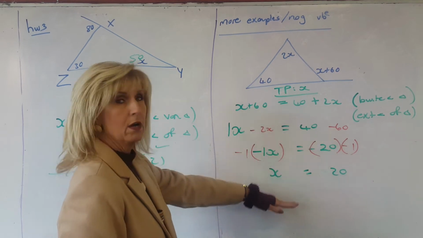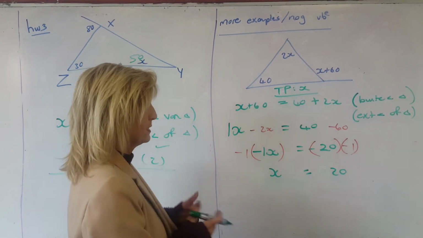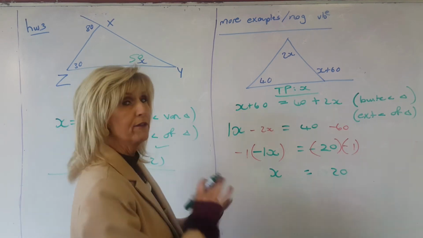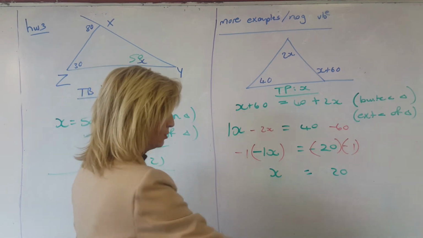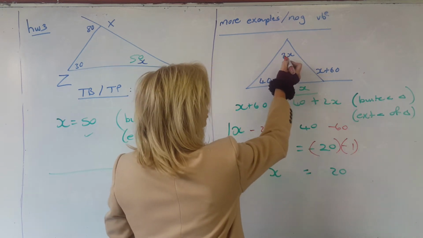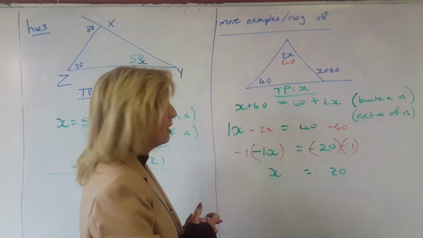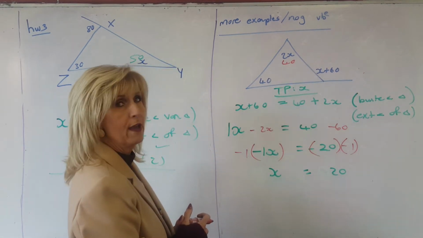Because this was now algebra. This was algebra, solving the equation. But in the geometry sum, I now know what x is, and I'm finished. But then I can go back to the top and say, in other words, this one will be 2x, but 2 times 20 is what? 40. It's 2 times 20, which gives me 40.